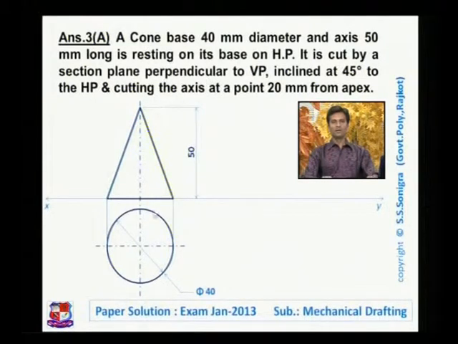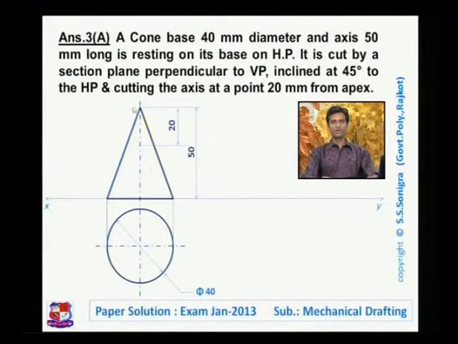A cone, base diameter 40 mm and 50 mm axis, is resting on its base on HP. So this we have drawn. Now the second line: it is cut by a cutting plane perpendicular to VP and inclined at 45 degrees to HP, and cutting the axis at a point 20 mm from apex. So now we have to mark a point at a distance of 20 mm from apex like this.